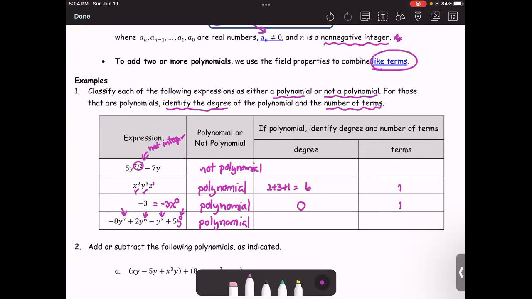And for the degree, we're going to look at the largest degree of the terms in this expression. The first term has degree 7. The second term, degree 6. The third term, degree 3. And the last term, degree 0. So the highest degree is the degree of this polynomial, which is degree 7. How many terms? The terms are separated by the plus sign or minus sign. So this expression consists of 4 terms. Each term is negative 8 y to the 7, 2 y to the 6, negative y to the third, and the last term is positive 5.